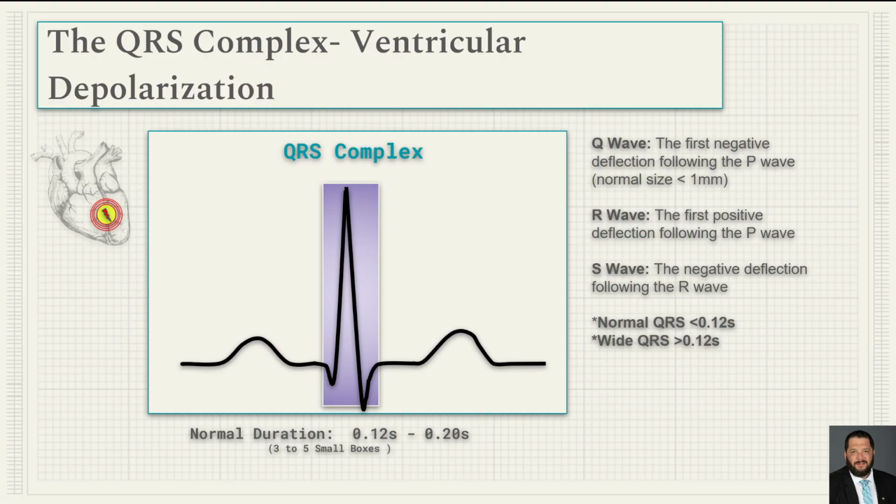Normal QRS duration is less than 0.12 seconds. So from the time that the QRS complex starts until the S wave returns to the isoelectric line, you should be less than 3 boxes wide.